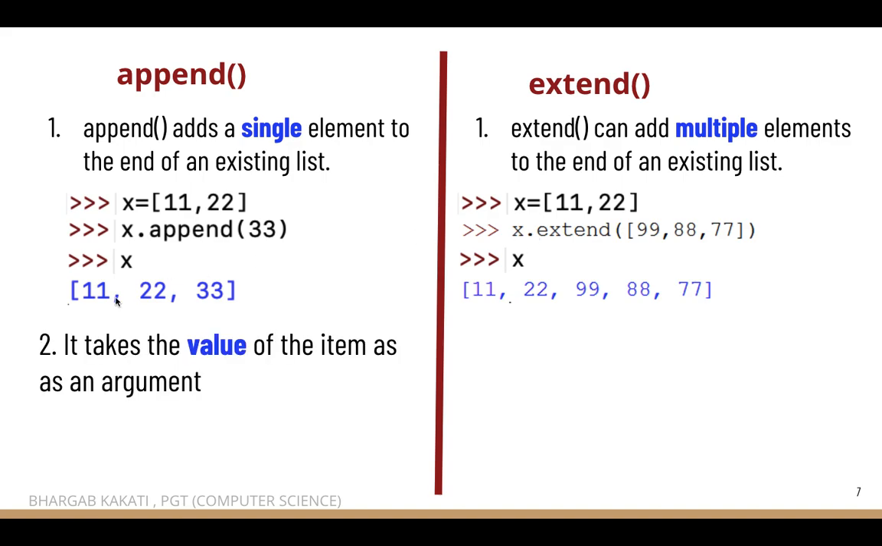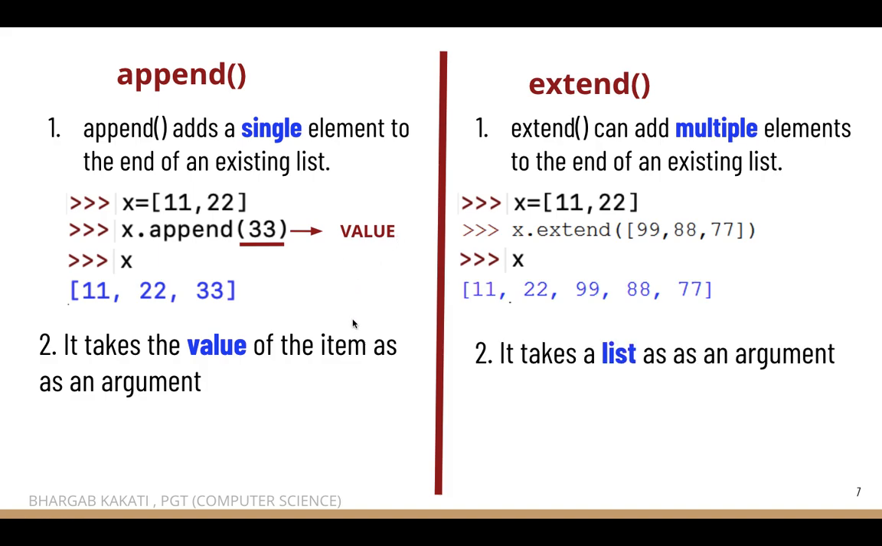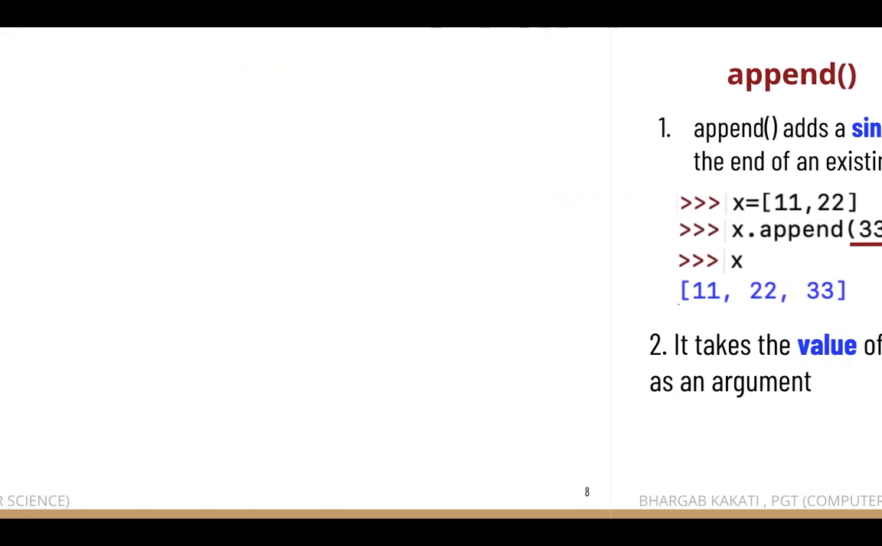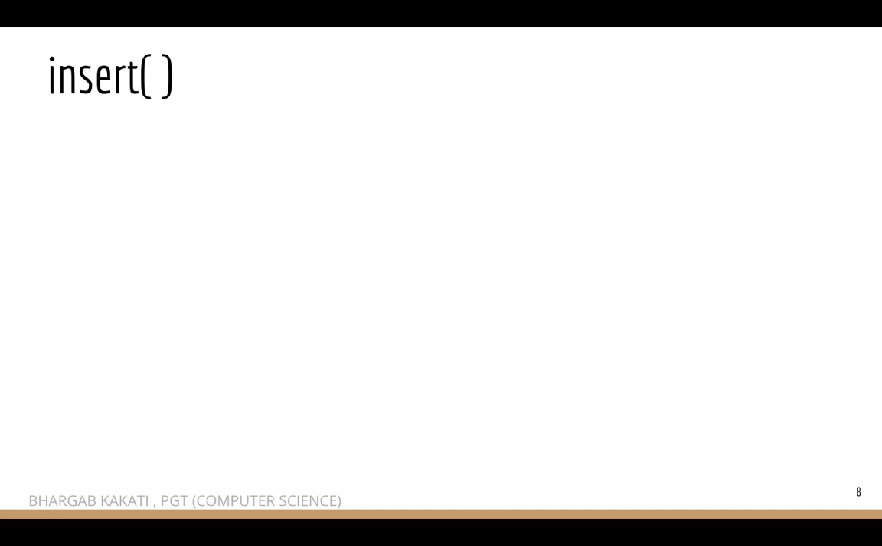Next point, we can say it as follows. Append takes the value of the item as an argument. Now here I have typed in 33. This is the value of the item as an argument. What does extend do? It takes a list as an argument. What is 99, 88 and 77? It is a list. So append takes the value of the item as an argument, while extend takes the list as an argument. Alright, let's move ahead and see the next function, which is the insert function.